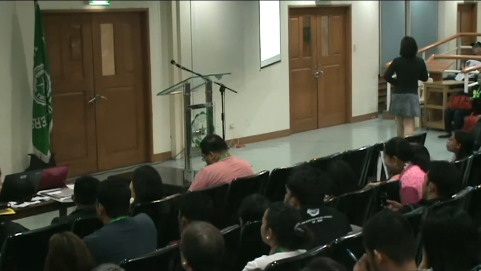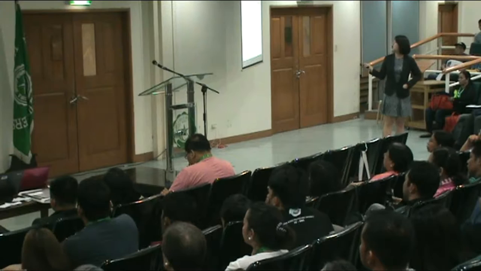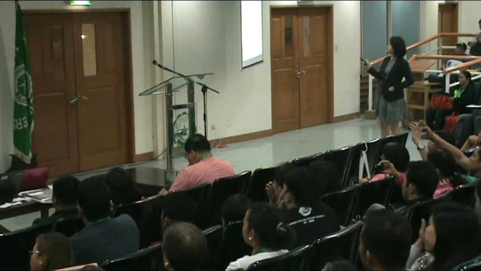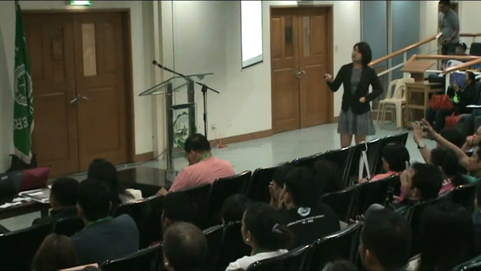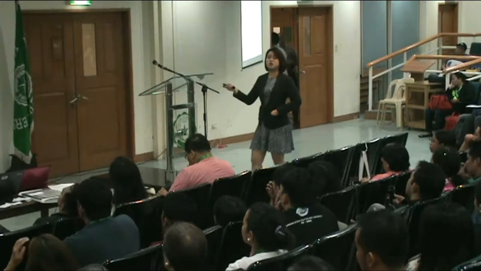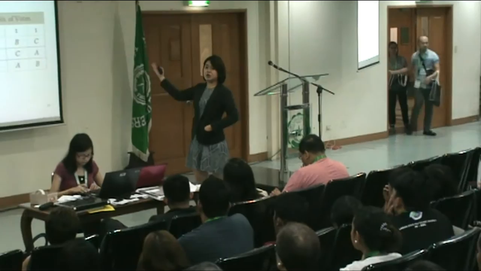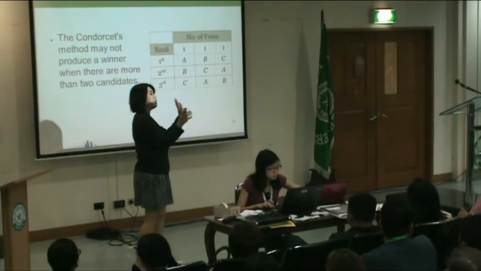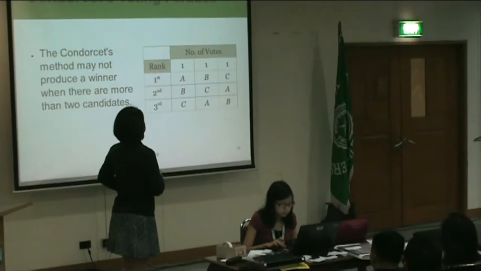Obviously, since we have what we call the Condorcet criterion, the Condorcet method may not produce a winner when there are more than two candidates. So you can show this to illustrate that there will be no winner. Since you already know the method, I'm not going to do this one by one anymore since I want to discuss other methods. So you can just verify this on your own. In this example, there will be no winner, meaning that in all the head-to-head pairings, there will be no one winner.